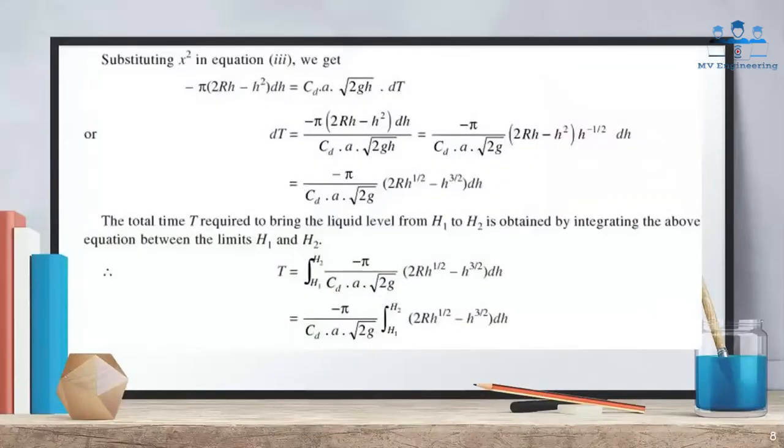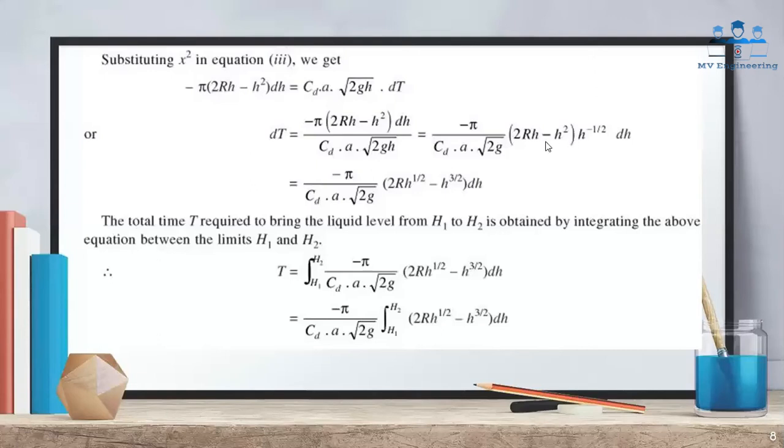So substituting the value of x square in the previous equation, we get minus pi into (2Rh minus h square), which is the value of x square, into dh equal to Cd a root 2gh into dt. So from this equation, dt will be equal to minus pi (2Rh minus h square) into dh divided by Cd a root 2gh. Now taking root h to the numerator, we can write it as minus pi by Cd a root 2g into (2Rh minus h square) into h raised to minus 1 by 2 into dh.